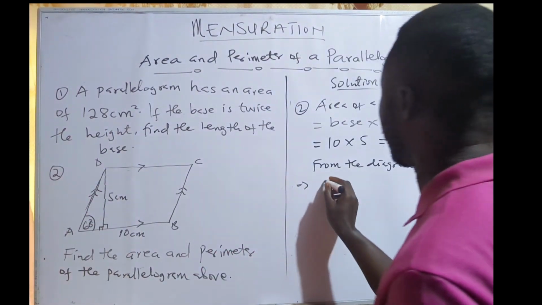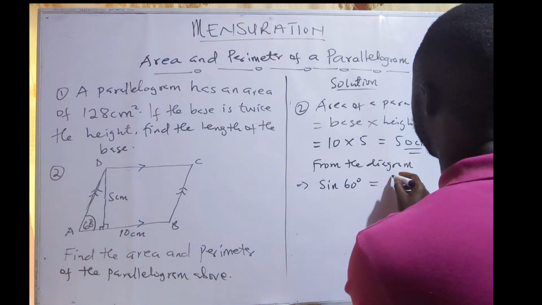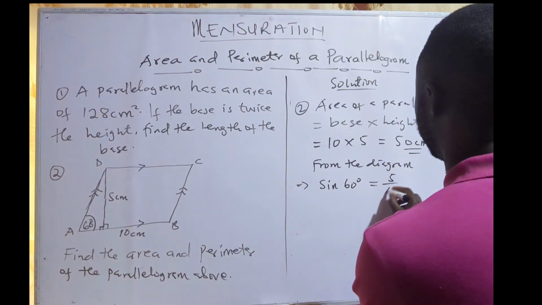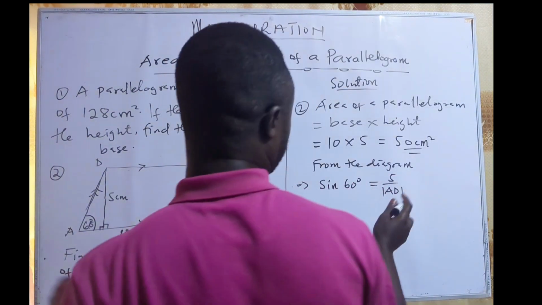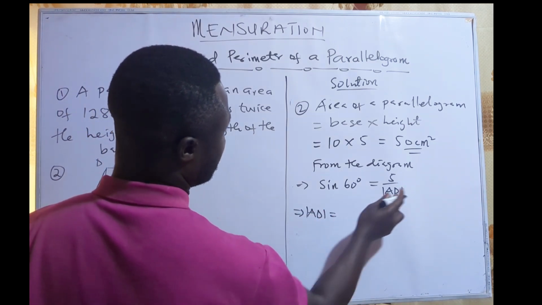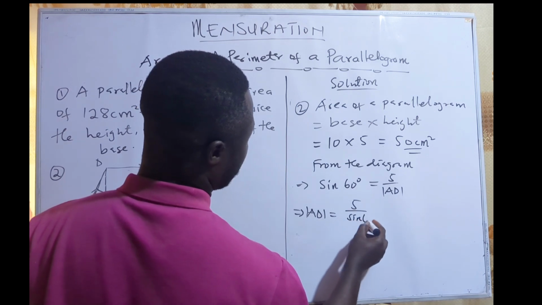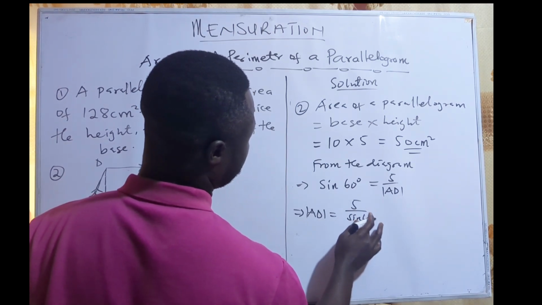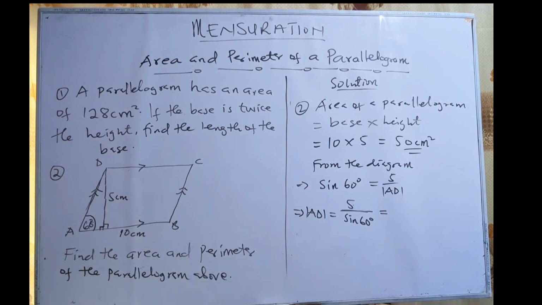All right, sine 60 degrees is equal to the opposite, which is 5, and the hypotenuse is my length AD. All right, so it means that my length AD is 5 divided by sine of 60 degrees. Okay, so let me use the calculator to find 5 over sine 60. 5 divided by sine 60.